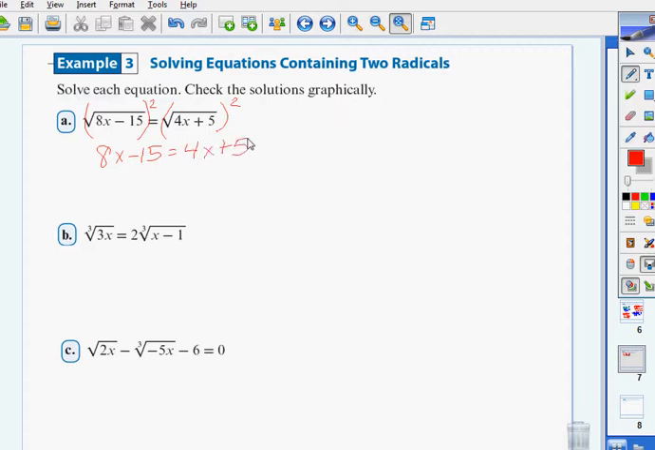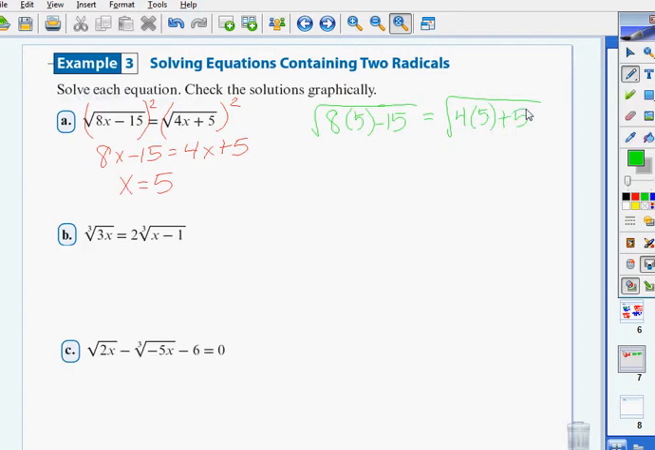You see how straightforward this is now? As soon as you have a value for x, call it out. Yeah, x equals 5, that's what I got too. Okay, now tell me, when we plug it in, is this going to work? Well, 8 times 5 minus 15 equals 4 times 5 plus 5.